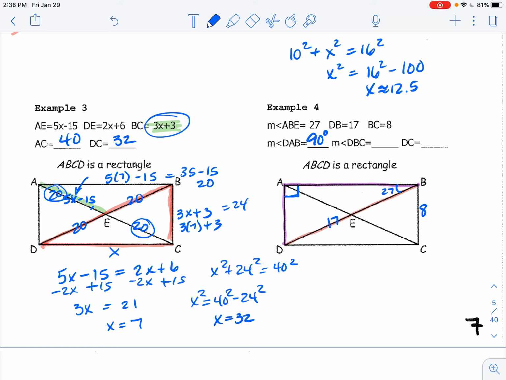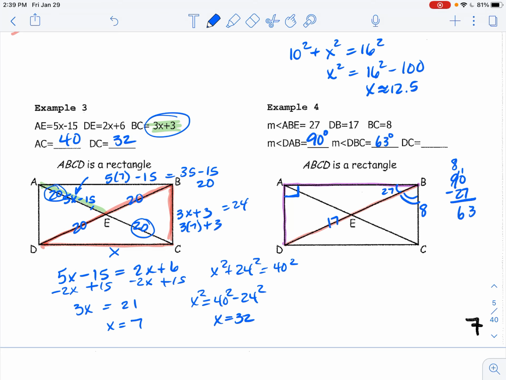Measure of DBC. Now I want to find this angle here, from D to B to C. That's what this is asking here. Well, if this is a right angle, these guys are complementary. That means that they add up to 90. So I just need to subtract 27 from 90. Let's see, what is that? How about 63?